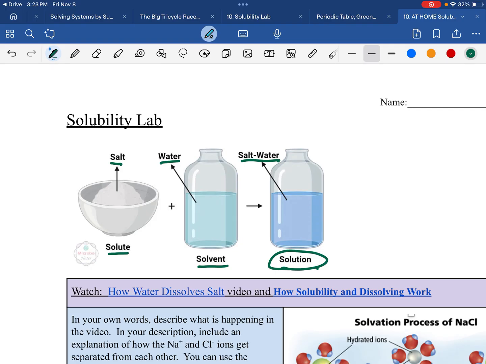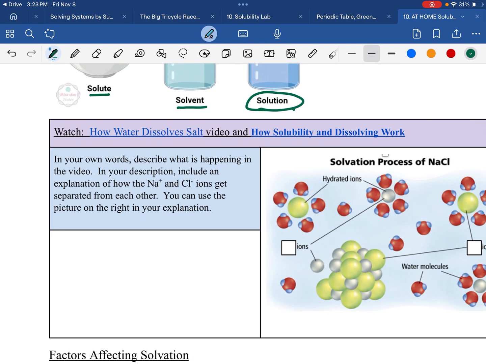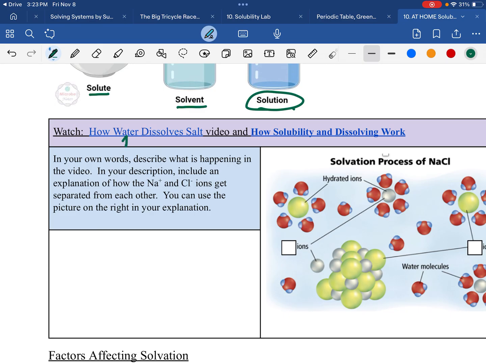Or we might have something in our blood. There's all kinds of ions dissolved in our blood. Or glucose dissolved in our blood that goes around and feeds the cells. So that would be a glucose solution. All right, so before you do the next part, click on these two videos and watch them.